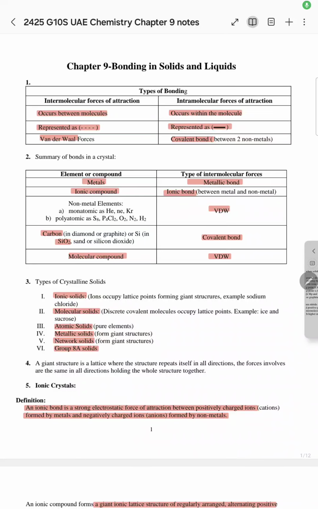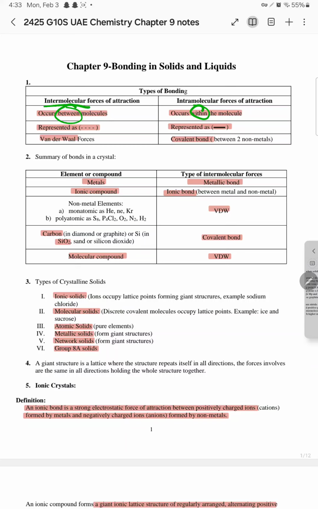Today I'm going to be recording the chapter 9 explanation for the notes. Chapter 9 is our last chapter in our chemistry book. It starts off explaining the types of bonds. We can have the ones that occur between molecules and the ones that occur within the molecule. So between and within, those are your keywords.